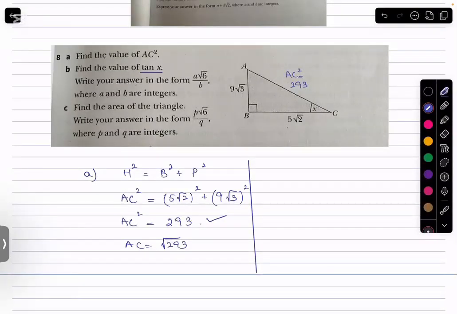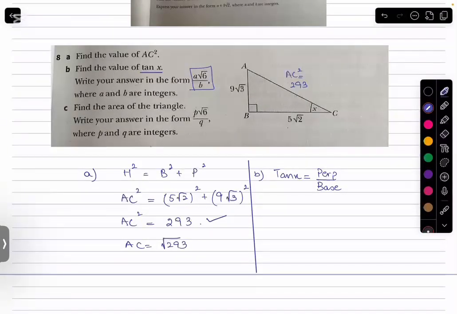Second part, find the value of tan x. And you have to give the answer in the form a root 6 by b, where a, b are integers. मतलब हमें इसको simplify भी करना है. How to do that? What is tan of x? X यहाँ पर है. ठीक है, this is your x value. First thing to know here is कि trigonometric ratios अगर हम करते हैं तो tan of x is the ratio for perpendicular and hypotenuse. ऐसे ही है? Sorry, not hypotenuse, it's the base. It's the ratio for perpendicular over base. Is that so? Yes. Okay.